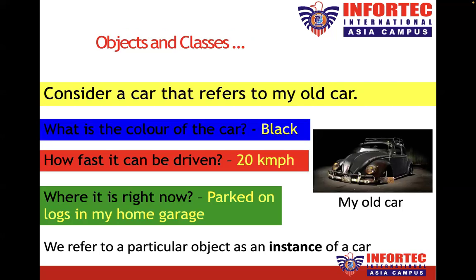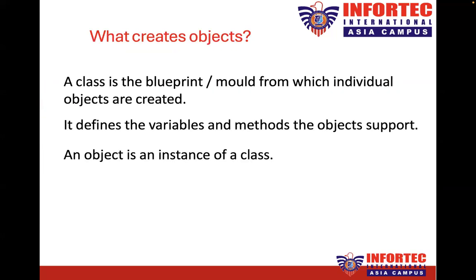Right. So what creates objects? A class is a blueprint, a mold from which individual objects are created.